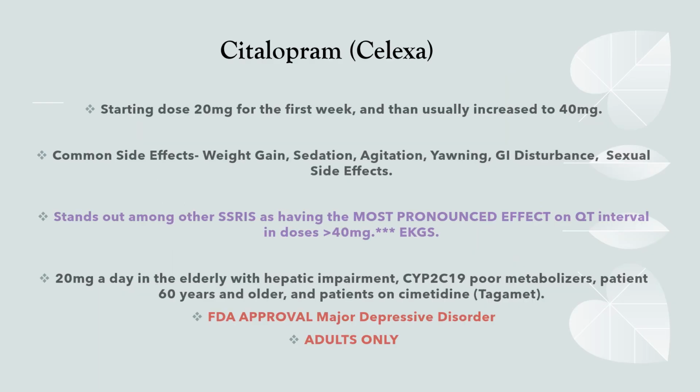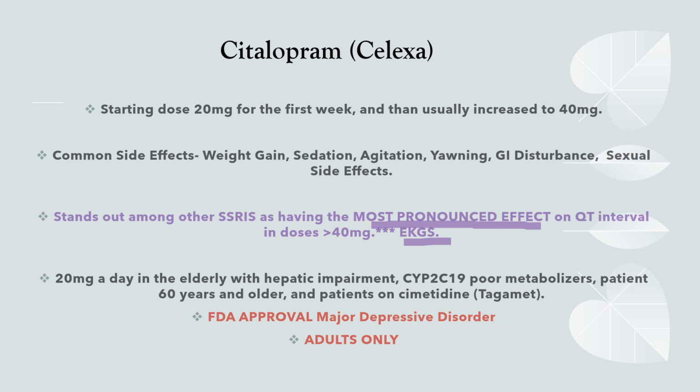Citalopram, Celexa. Starting dose is 20 milligrams for the first week and then usually increased to 40 milligrams. Common side effects are weight gain, sedation, agitation, yawning, GI disturbance, and sexual side effects. One thing to really know that they usually ask on tests that stands out among other SSRIs, it has the most profound effect on the QT interval in doses greater than 40.